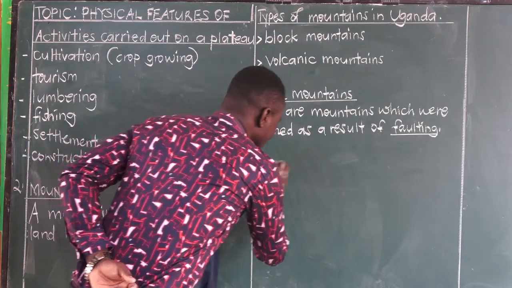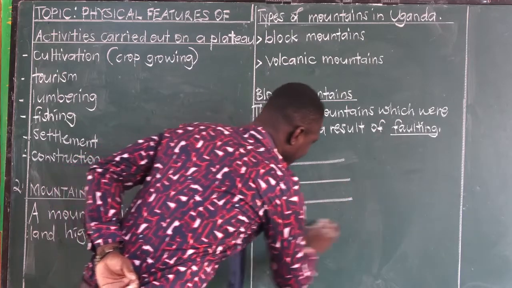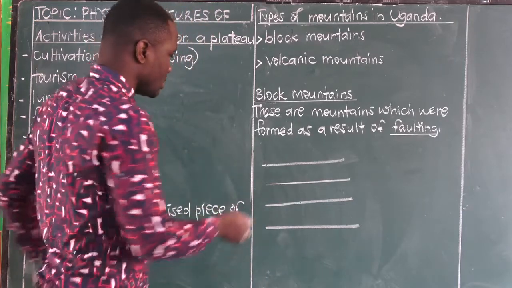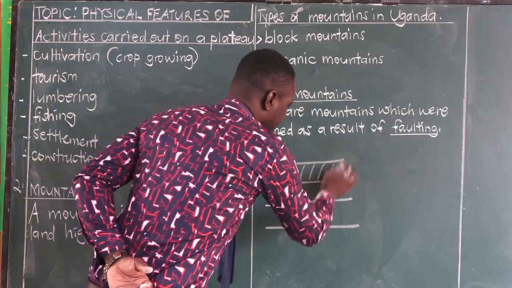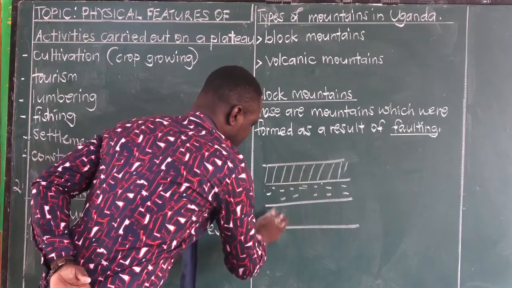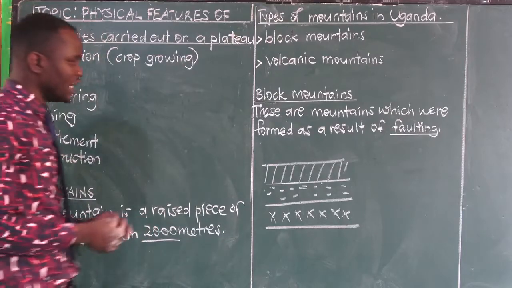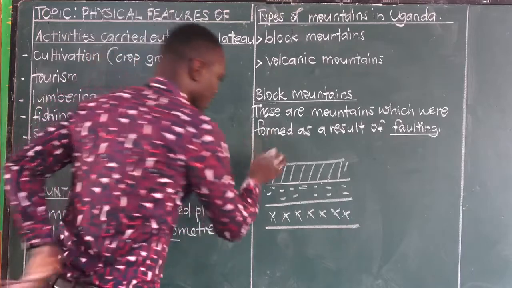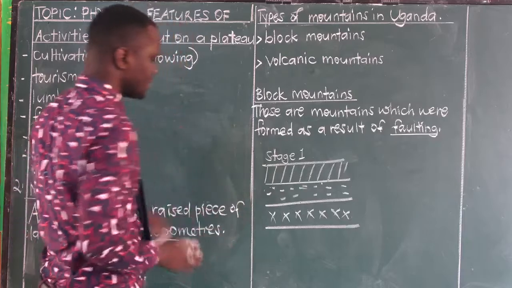Now, we are going to have our illustrations showing the earth, that is how the earth appeared. So, we are going to have our earth. We are going to look at the stages. So let's say this is how the earth appeared before cracking. So we are calling it stage 1. This is what happened.